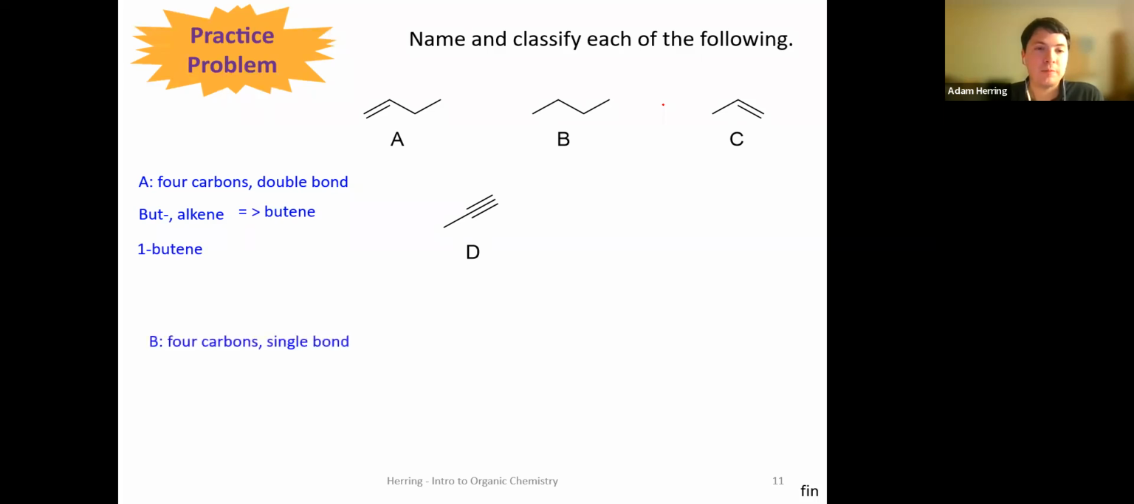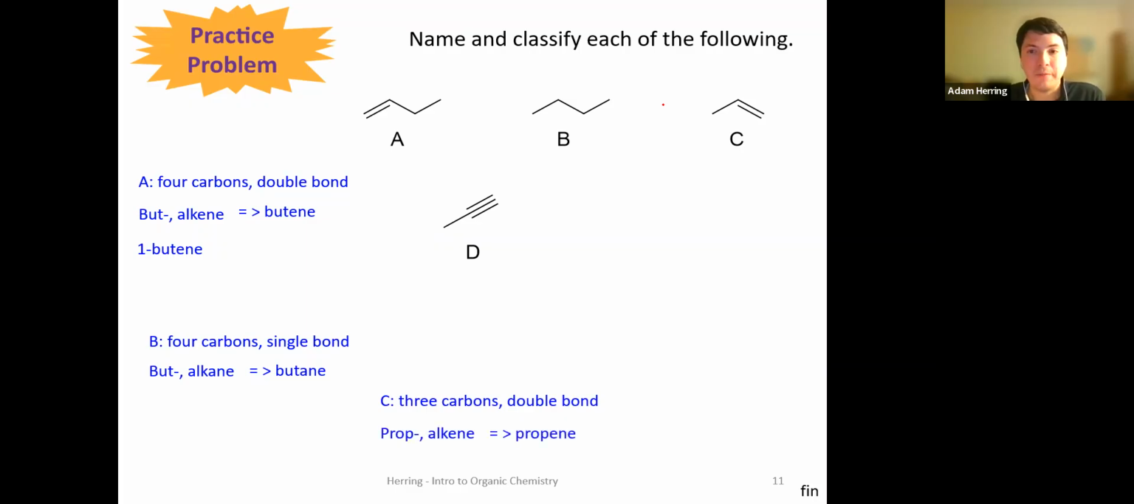For molecule B, it has 4 carbons and only single bonds between them. So it also uses the prefix but, but it's an alkane. So this would be butane. Molecule C has 3 carbons and a double bond. 3 carbons means that it uses the prefix prop, and it's an alkene. And so this would be called propene.